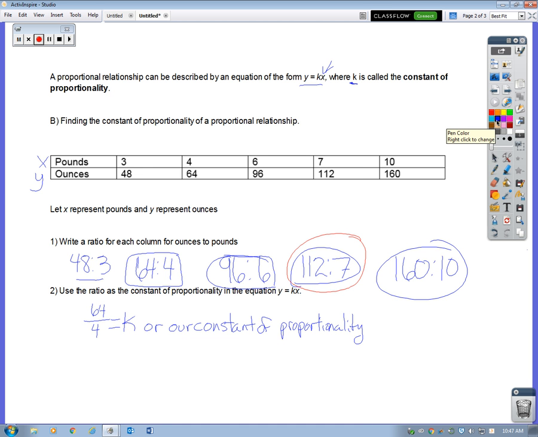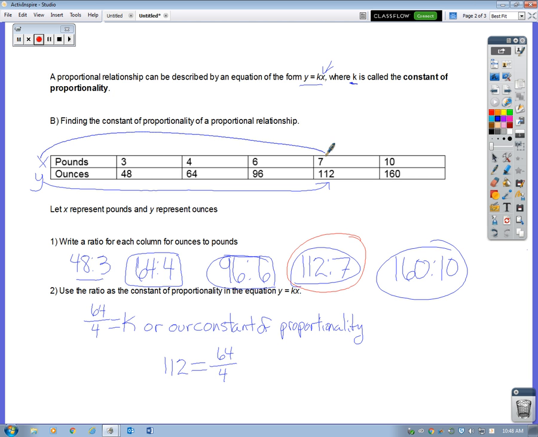All right. So, where's my y in this one? Well, let's see. Here's y. And I'm using the 12. So, 12 equals 64 over 4. And where's my x? 7. Okay. And this is going to be times 7.